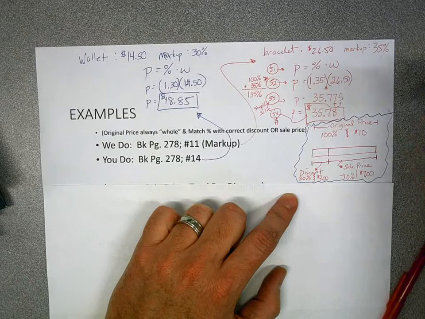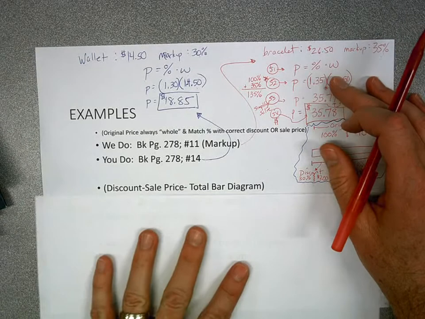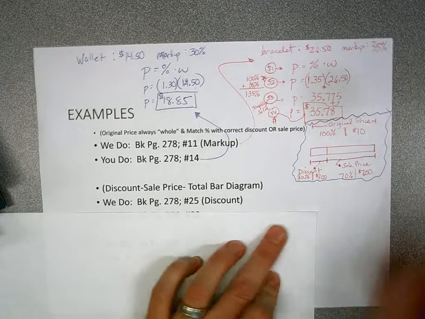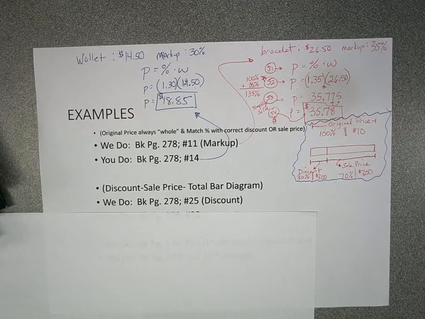Okay? All right, here we go. Let's take a look at problem 25. With problem number 25, let's look up at the directions and close read those. Here we go. Find the price for each item given the cost and the percent of the markup or discount. Okay, so we are doing a discount. So here we go.